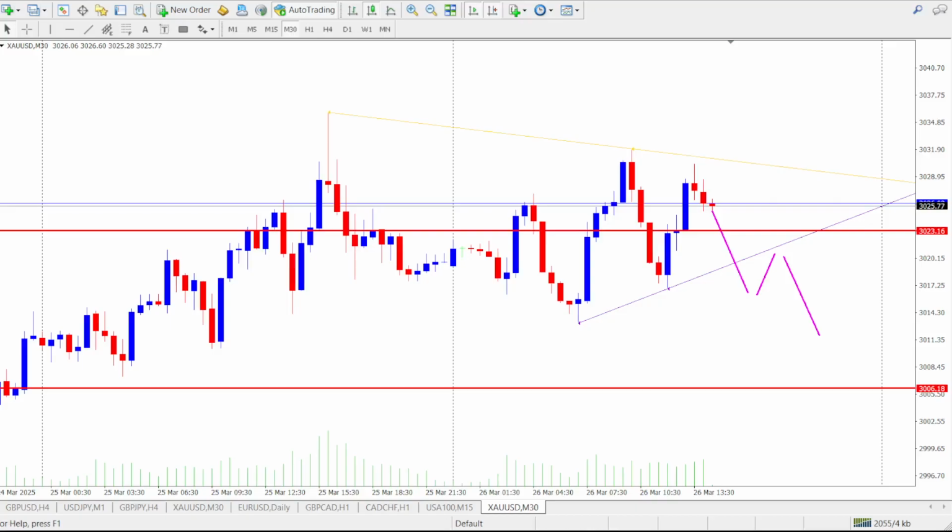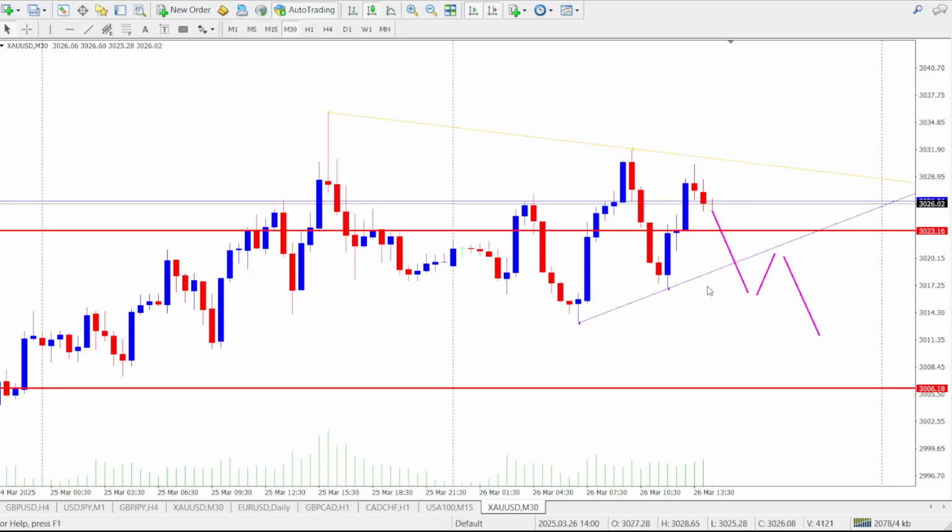You can use additional confirmation tools like the moving average or RSI to verify the breakout signal before entering a trade. And if you prefer a conservative approach, consider waiting for a retest of the broken trend line, just like I recommend, to reduce the risk of a false breakout.